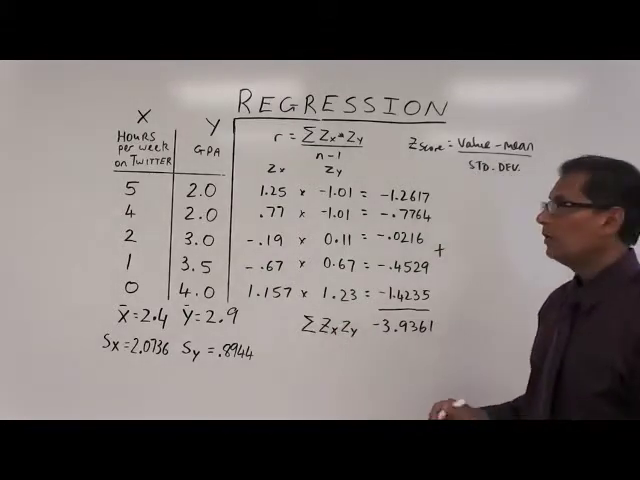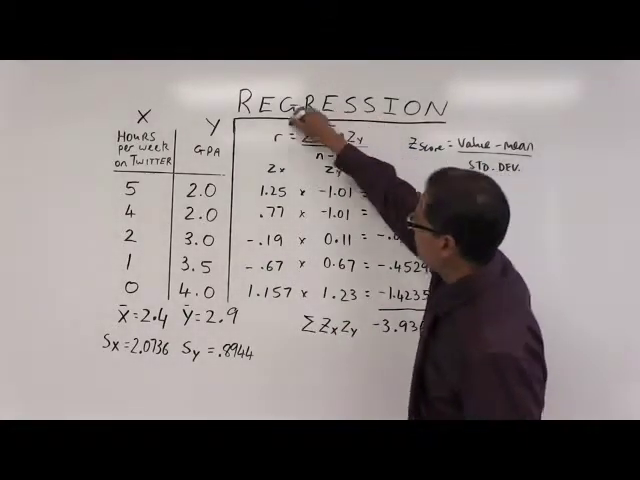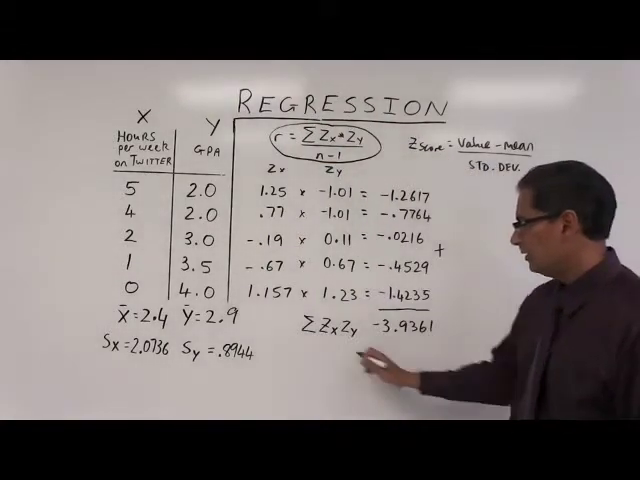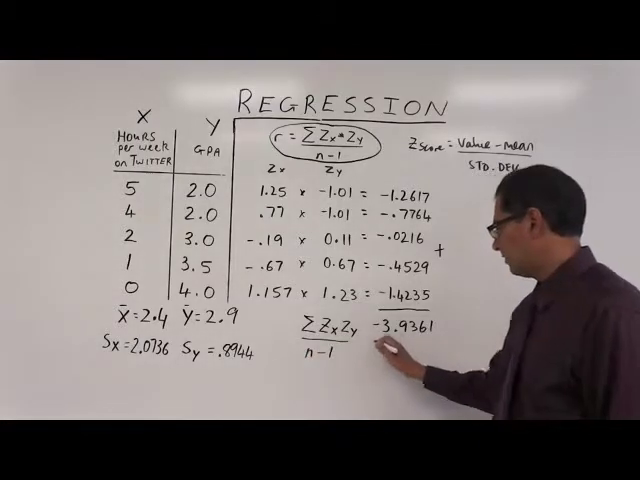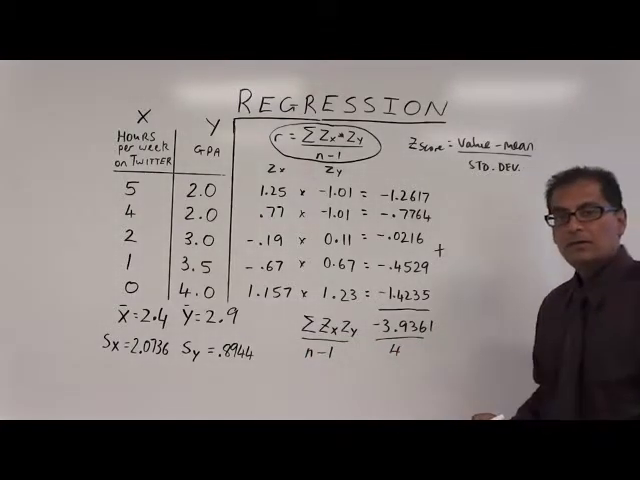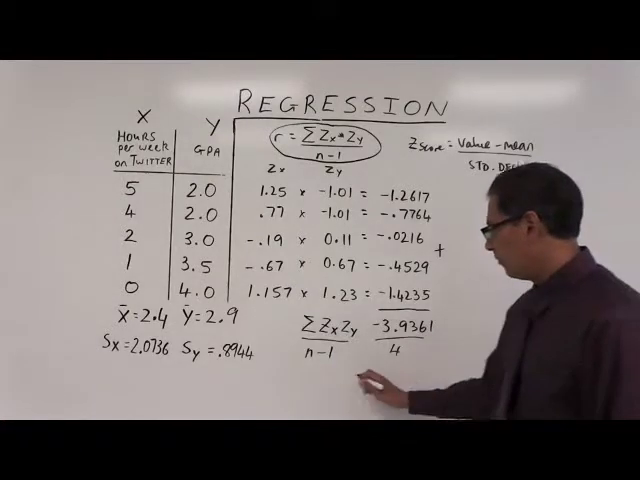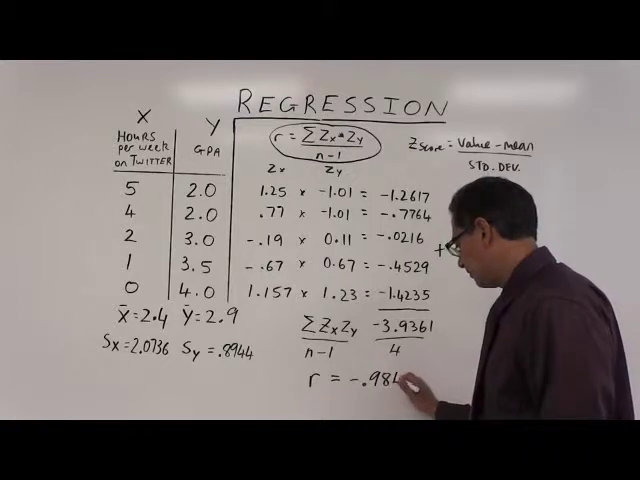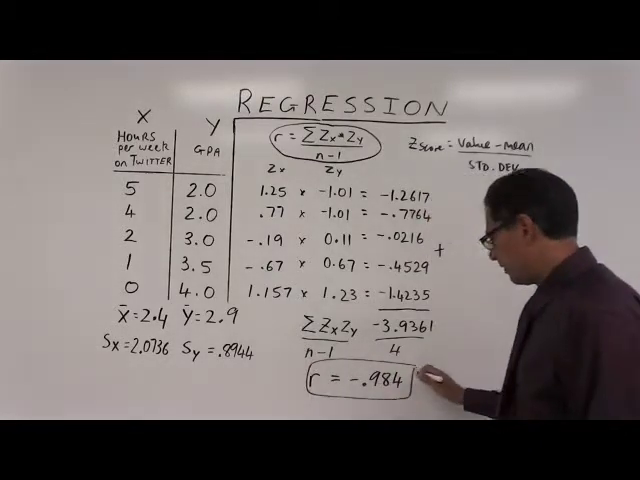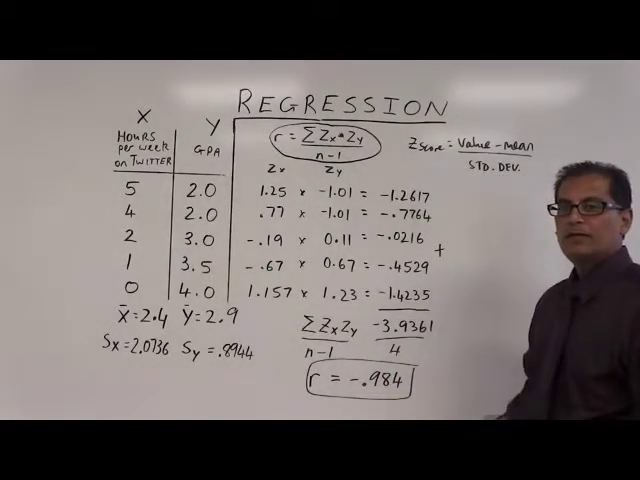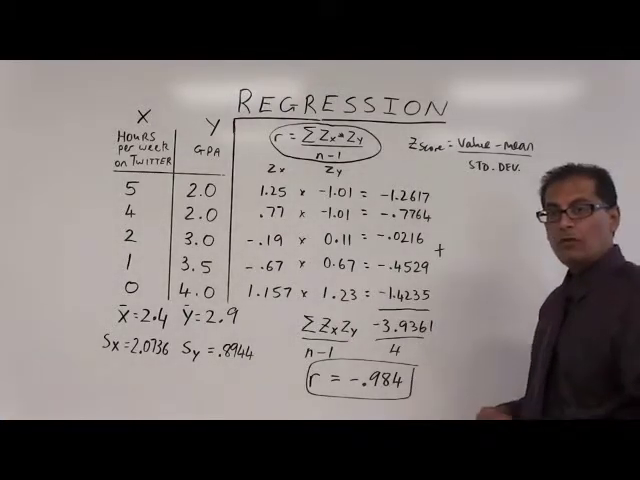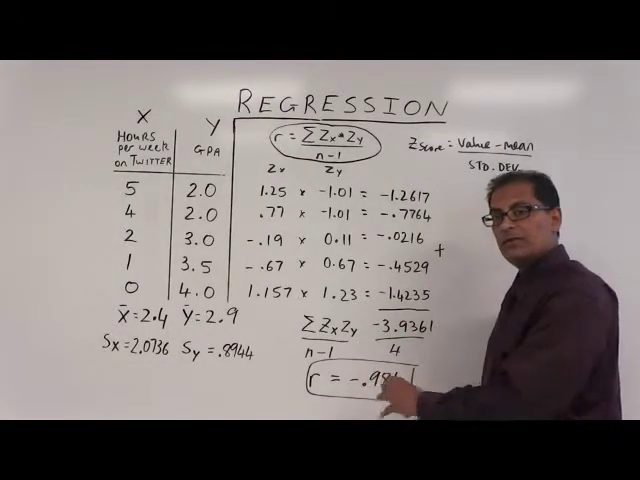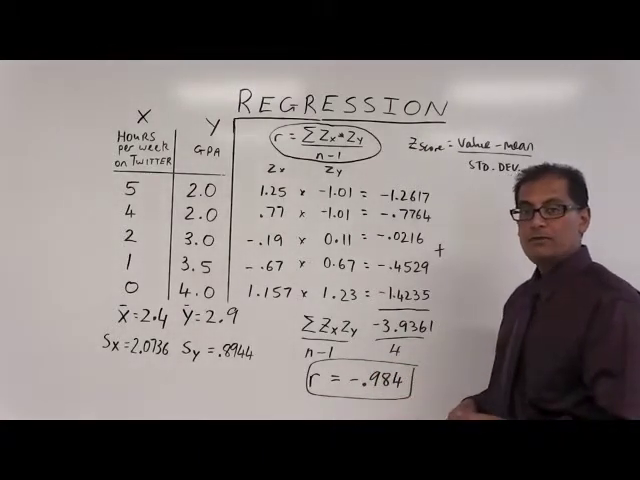And then what do we have to do? We divide by n minus 1. Remember, this is the equation up here, the correlation coefficient. Divide by n minus 1. N minus 1 in this case is 4. When you divide this by 4, you end up with the correlation of negative 0.984. So that's our correlation coefficient of negative 0.984. That's what we got before using the software. And now, once you get this number, you can use it to generate the regression equation.